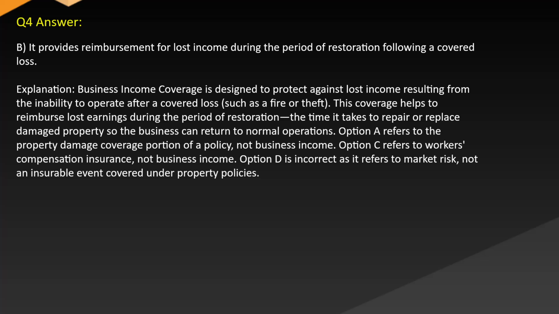Option A refers to the property damage coverage portion of a policy, not business income. Option C refers to workers' compensation insurance, not business income. Option D is incorrect as it refers to market risk, not an insurable event covered under property policies.